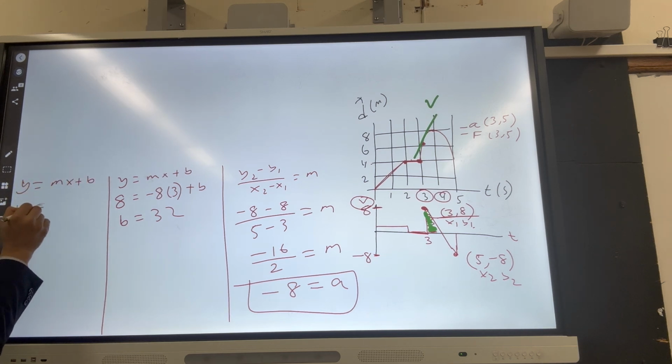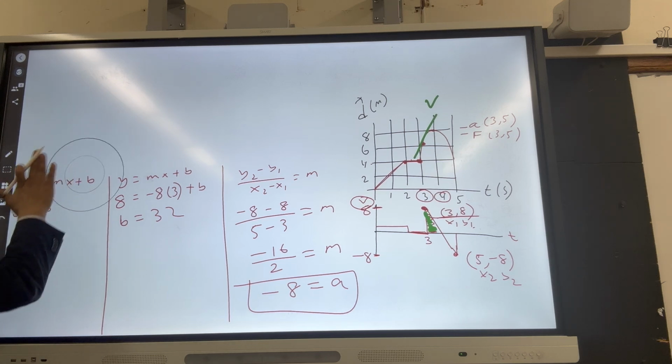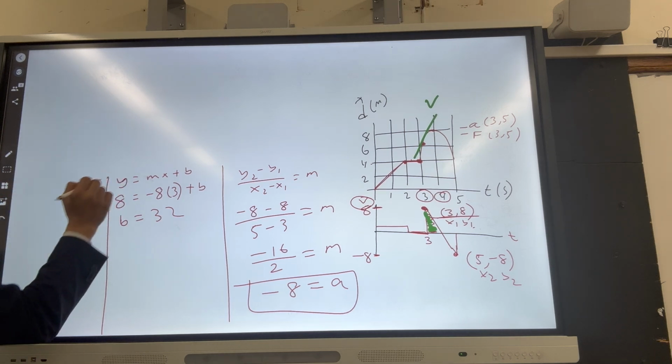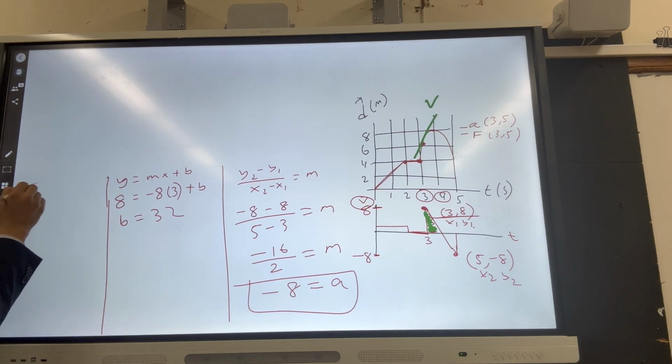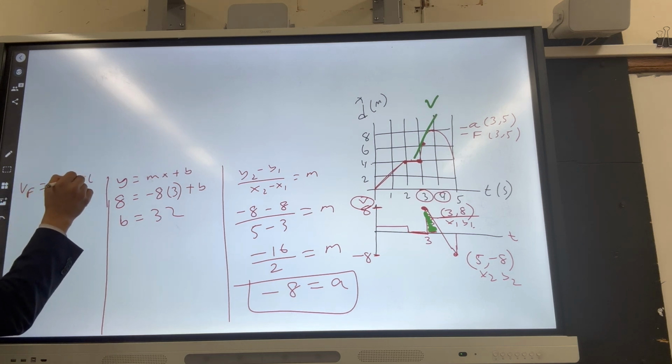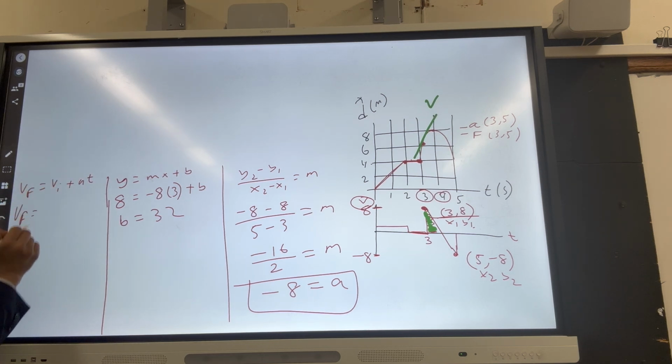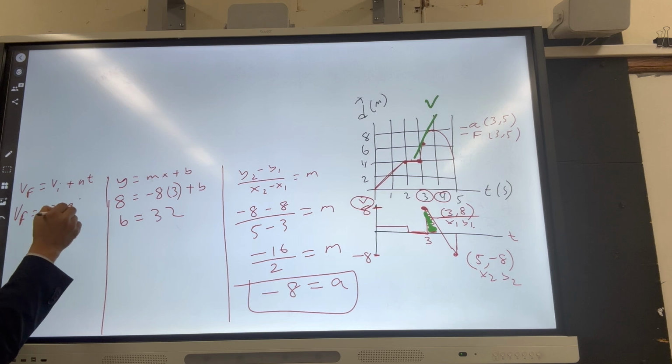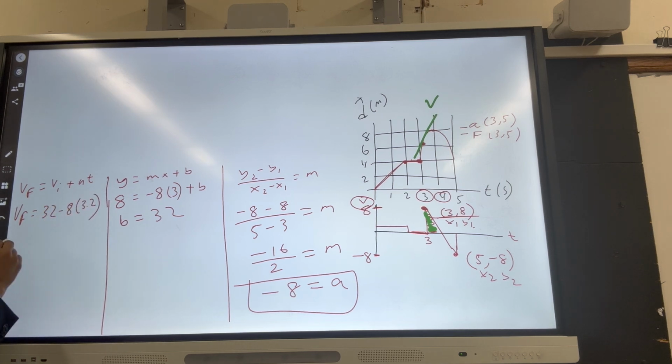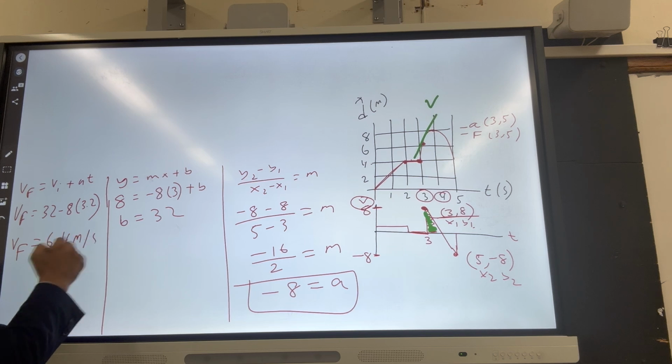Now y is equal to mx plus b, where m is the negative slope. Oh wow, let's use this one instead, I'm sorry. Vf is equal to vi plus at. Vf is what we are finding at 3.2. The y-intercept is 32 minus 8 times 3.2. So the Vf is 6.4 meters per second.